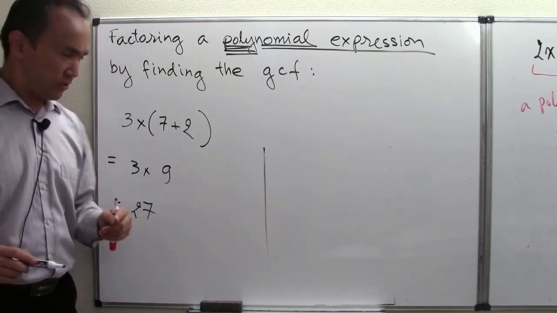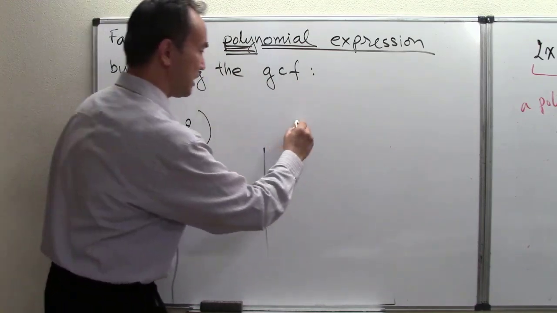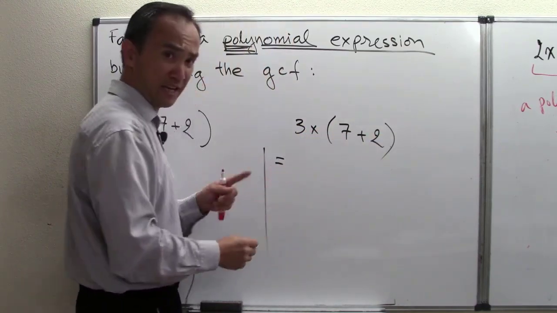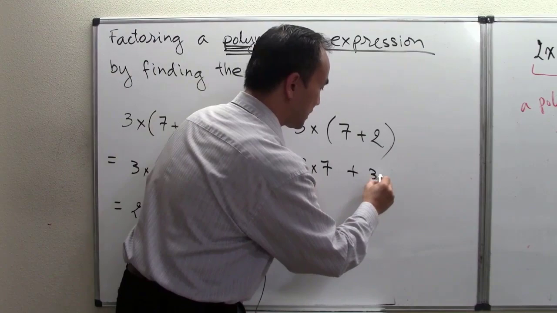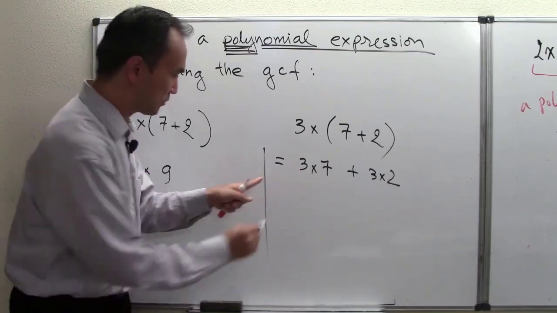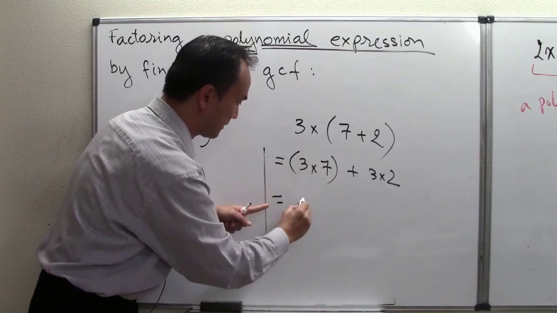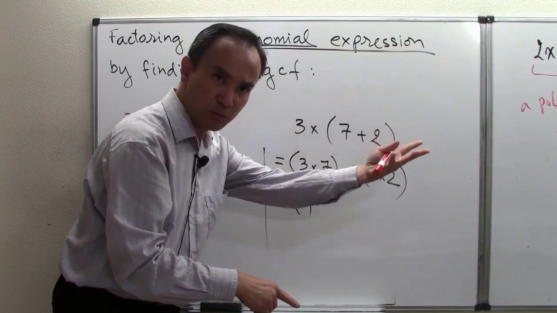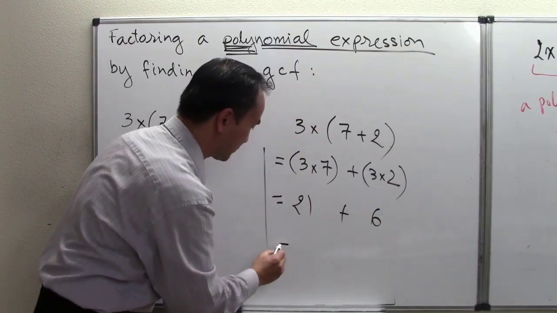But on the other hand, your teacher back in elementary or middle school must have taught you that 3 times (7 plus 2) can also be done as 3 times 7 as a product plus 3 times 2 as another product. That now looks familiar, doesn't it? Order of operations says do all the multiplications before addition. 3 times 7 is 21, 3 times 2 is 6, and 21 plus 6 comes out to 27.